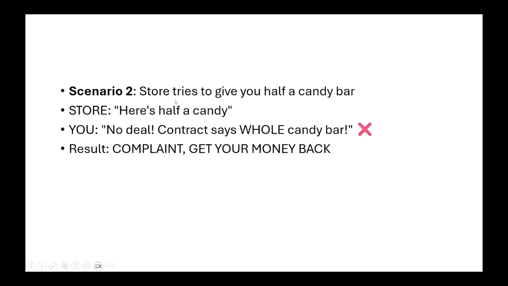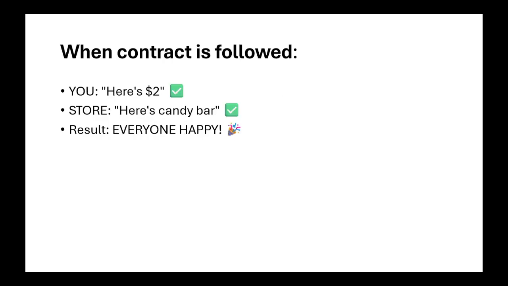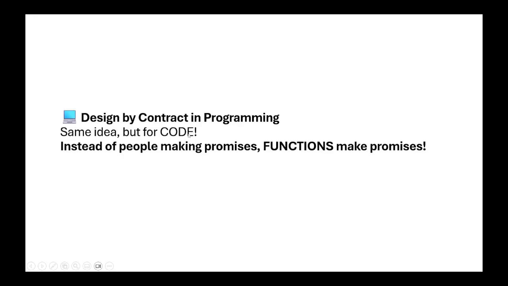Or in other scenario, you pay the store $2, but he says here is your half candy, and you say no deal because you are paying for the full chocolate and you need to get full chocolate. As a result, you won't get your candy, and the store owner won't get their money. But when the contract is completely followed, you pay the shopkeeper $2 and you get your candy bar and everyone's happy. So that's how contract works.